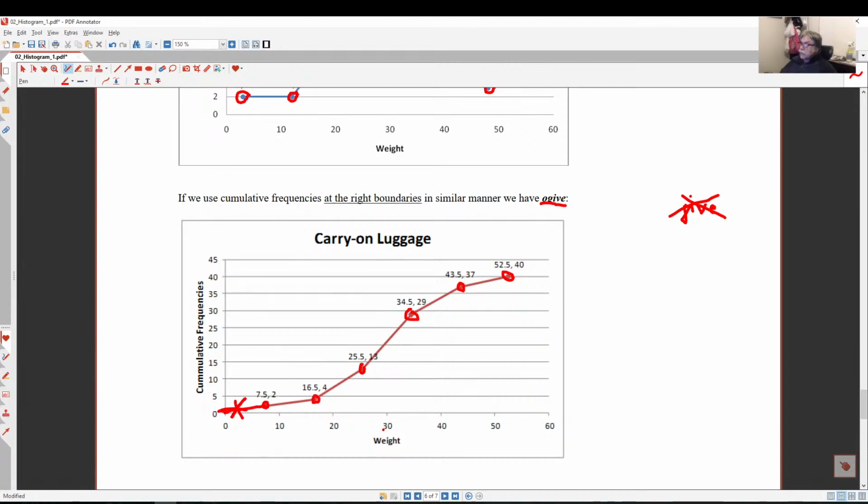Now what is this telling you? It tells you how the data accumulates. So up to the boundary 16.5, you already have 4 items in the sample. Up to the boundary 25.5, you have 13 items in the sample, up to 34.5, 29 items, up to 43.5, 37, and then in the last class you have only 3 more. This tells you how the data accumulates.